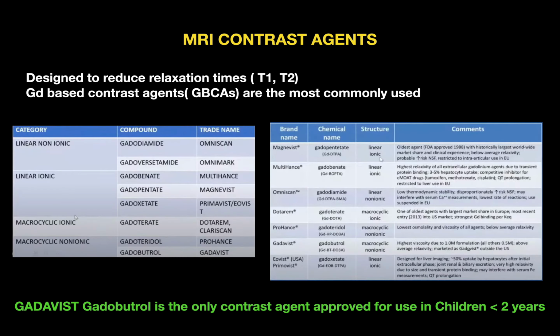Now let's talk about MRI contrast agents. MRI provides excellent soft tissue contrast. Contrast agents are pharmaceuticals that enhance the contrast between the lesion and normal structure.